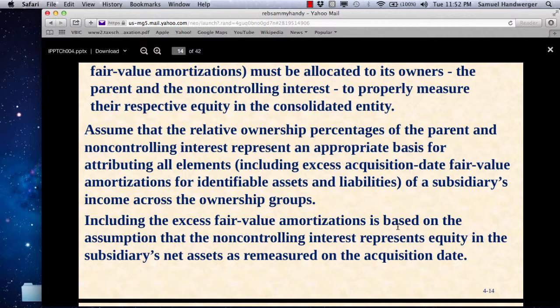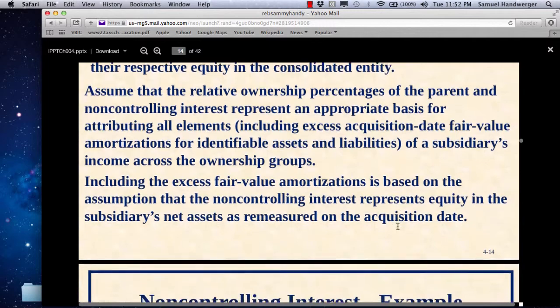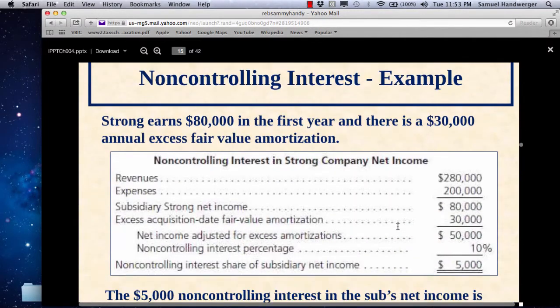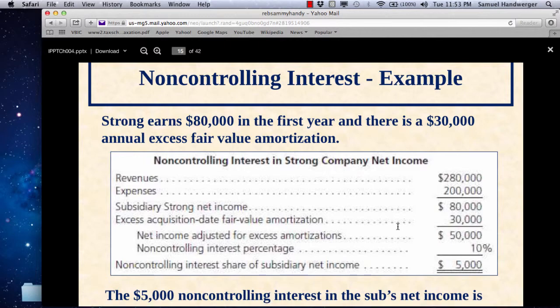You could pause and read this slide and we'll move forward to get to some examples. And here we go. Here's an example. We're still doing that same 90-10% example, I believe, that we started in the last session, with the parent company buying Strong, and it was a 90-10 situation, 90% controlling interest, 10% non-controlling.